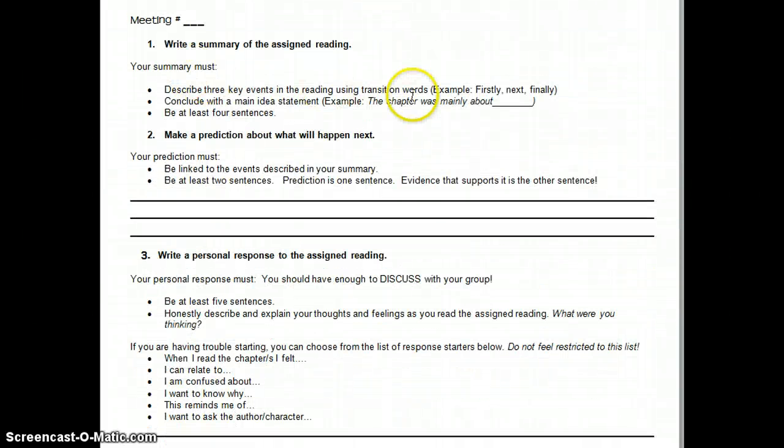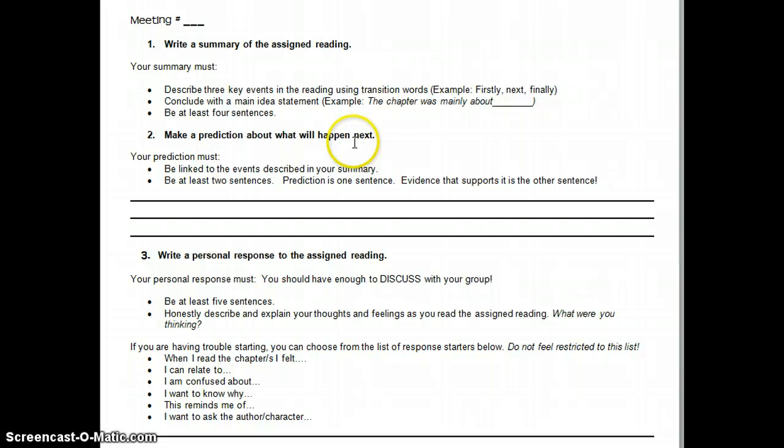Now, for meeting 1, this will be identical. Each of the next 3 or 4 sheets that you will see are identical to this one. Basically, number 1, you need to write a summary. Describe the 3 key events. Conclude with a main idea statement. So after you use those events, this chapter was mainly about, or this section was mainly about, and just make a main idea statement out of that. And it needs to be at least 4 sentences.